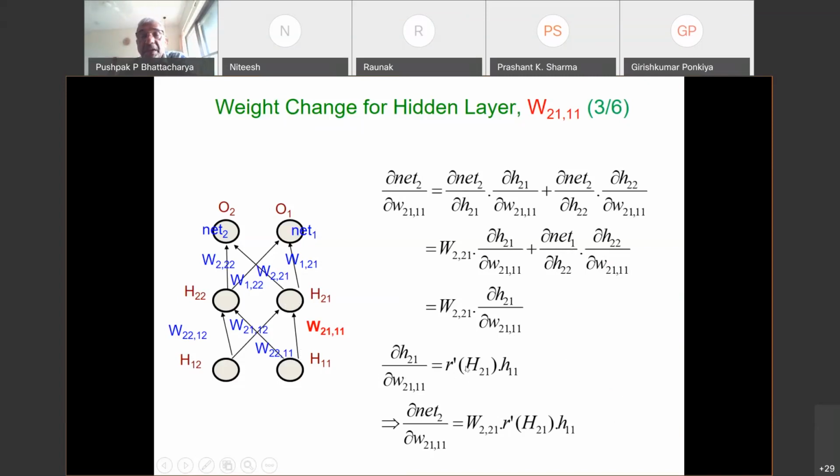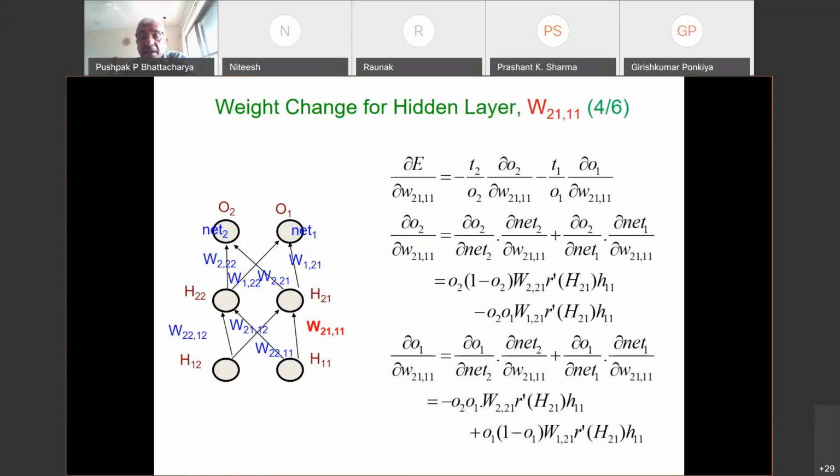So when we take all these things together, we find that delta E by delta W211, which is a function of the target output of both the neurons, can finally be looked upon as minus O2 O1 into the backpropagating weight into the derivative at the neuron of interest into the input arriving over the connection, and the derivative of the outermost neuron again, the backpropagating weight, derivative of ReLU, and input arriving on the connection.